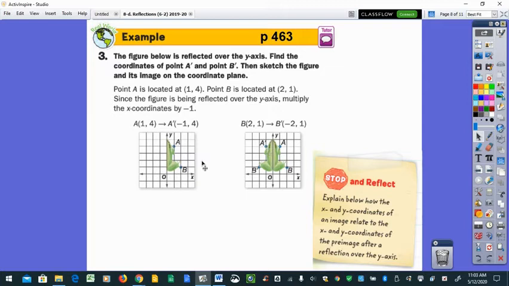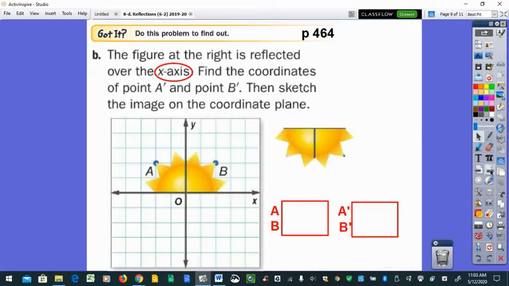And then if you look at B, B is 2, 1. And if we change the x and keep the y, then the B would be at -2, 1. So you can kind of get a feeling as to where those points would have to be. And you can actually draw the frog in kind of more easily, having those points to make it perfectly symmetrical. Let's move on to take a look.